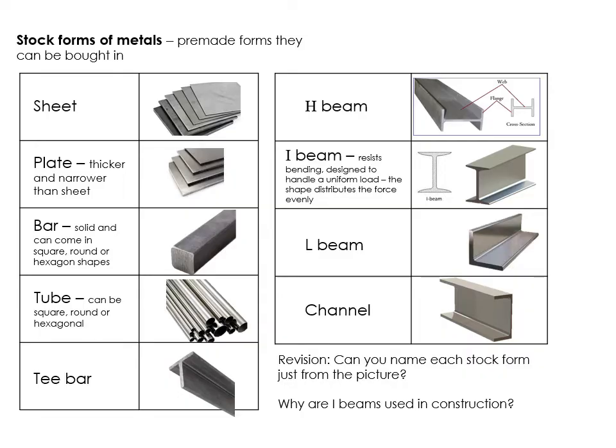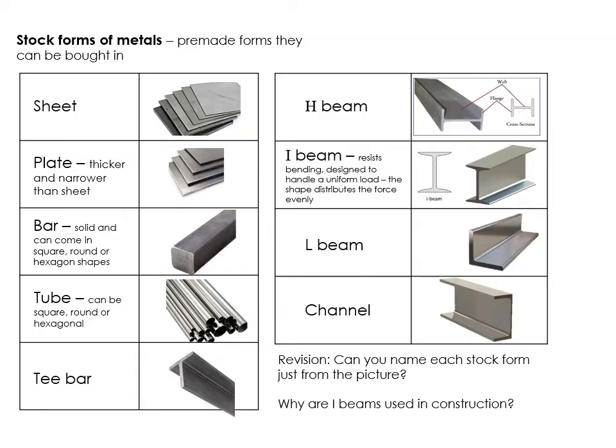So these are the ones that you need to have an awareness of. Metals can come in a sheet, so quite often used for press forming of car doors, car bodies. You get different thicknesses, and that's called gauge of different metals. Metals can also come in plate. This looks a little bit like sheet, but it tends to be slightly narrower, so it comes in almost like a narrow strip, and it tends to be a bit thicker.